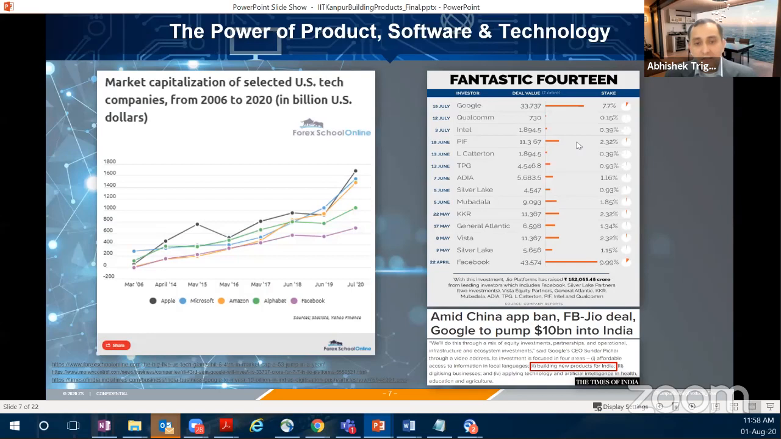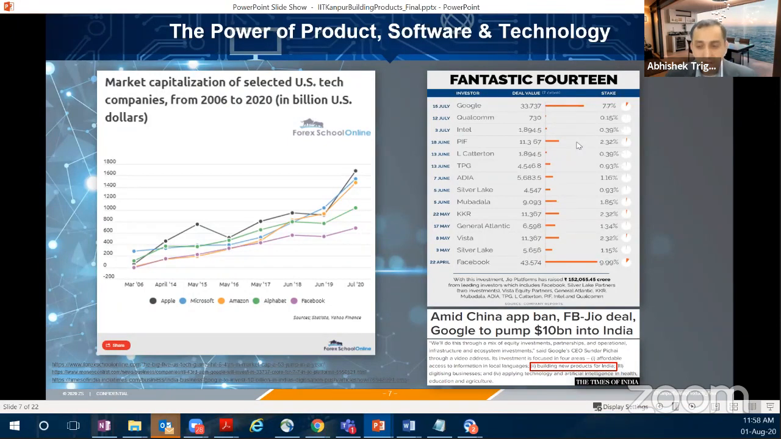If you look at the image on the left side, this is talking about the market cap of some of the largest tech companies, starting from Facebook to Microsoft, Amazon, Google, and of course, Apple. The market cap today is a little over $5 trillion. It's not M, not B, but T that we are talking about. That is a good example of what you get when you put the power of product, software, and technology all together. Even during these COVID times, the technology and software companies have been booming.